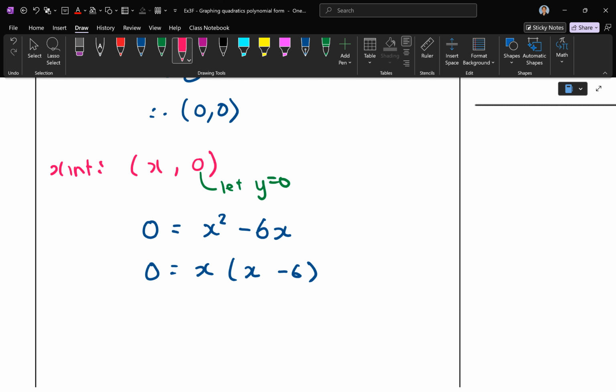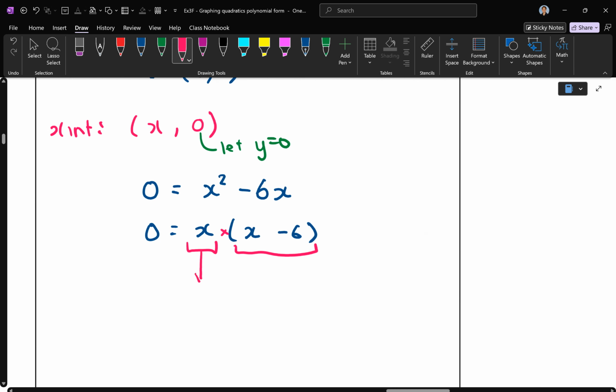No, that's okay. Let's go, Anthony. X is 0 and X is 6. Very good. And again, remember, null factor law says something times something. If the result is 0, one of them has to be 0. So we're saying, all right, well, what if it was this one?